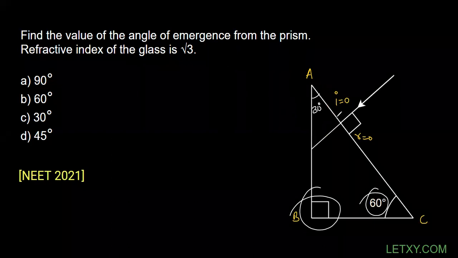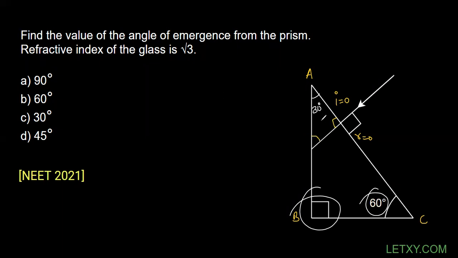This is 30 degree. This is 90 degree. Can you tell me what is the angle of this? The measure of this thing is equal to 60 degree. You can again apply the angle sum property.